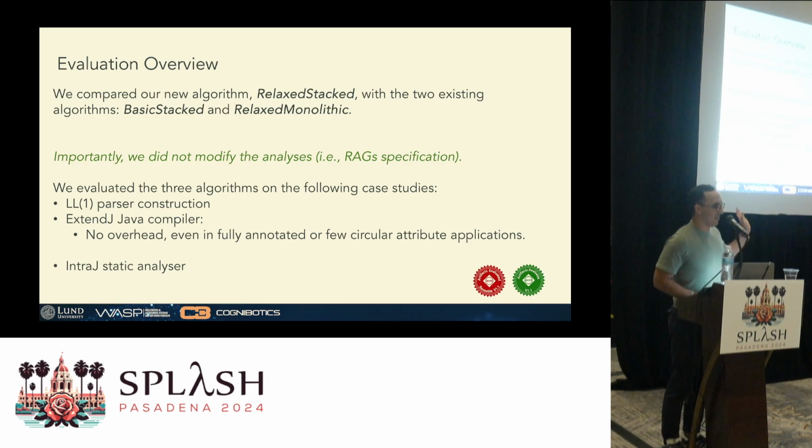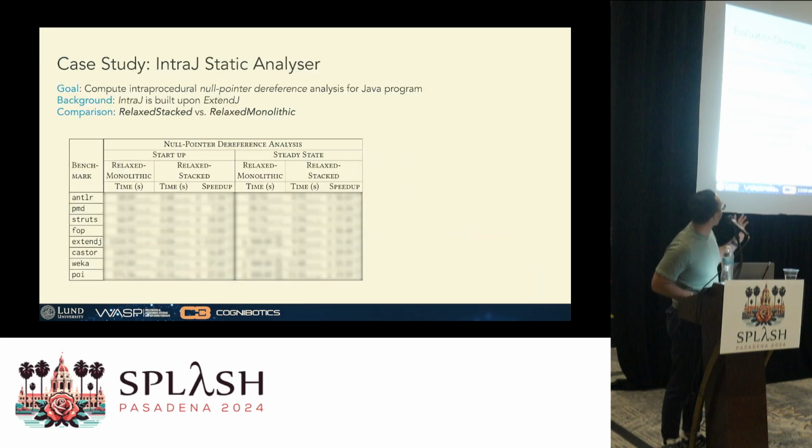And then for the IntelliJ static analyzer, which is a heavily circular application, we have the following result. So here the idea is that we compute the intraprocedural null pointer reference analysis for Java programs. And we computed the analysis on 8 different projects, starting from Antler, which is like 40,000 lines of code, to POI, which is 300,000 lines of code.